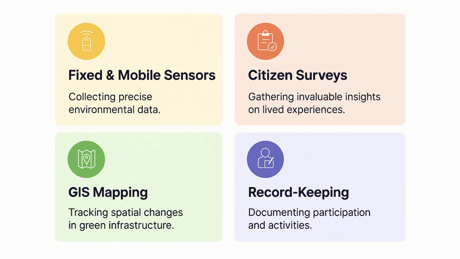Our tools to collect data for the KPIs are quite diverse. We're using fixed and mobile sensors, questionnaires with citizens, GIS mapping to track changes in green space, and simple record keeping for the number of people participating in our activities. We use a blend of quantitative tools and qualitative tools.